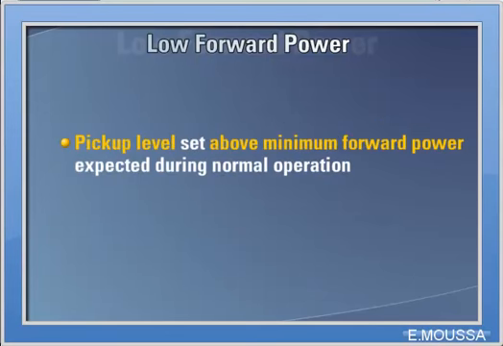The pickup level is set below the minimum forward power that can be expected during normal operation. For example, if the minimum power that is being consumed by the system is 20 megawatts, then the low forward power setting should be set lower than 20 megawatts.